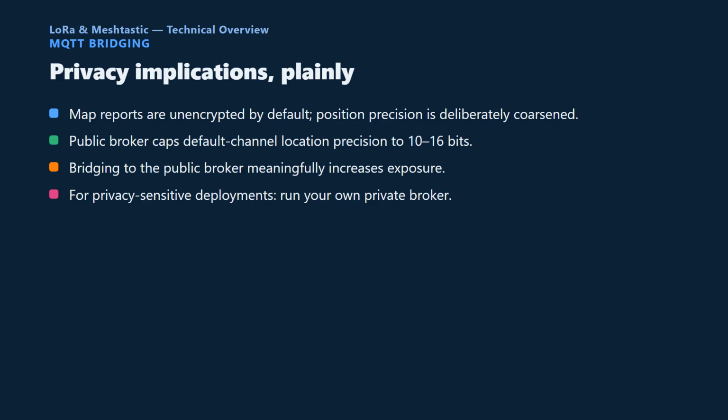Nodes can also publish an unencrypted map report, position and hardware info at a minimum interval of 1 hour with configurable position precision, defaulting to a fairly coarse deviation on purpose. On the default public channel, the public broker further caps shared location precision to 10 to 16 bits, an intentionally imprecise location as a privacy backstop. Plain summary for operators: bridging to MQTT, especially the shared public broker, meaningfully increases your exposure. Node identities, message content if encryption is off or you're on the default key, and approximate positions can become visible to anyone subscribed. If privacy matters for your deployment, run your own private broker.